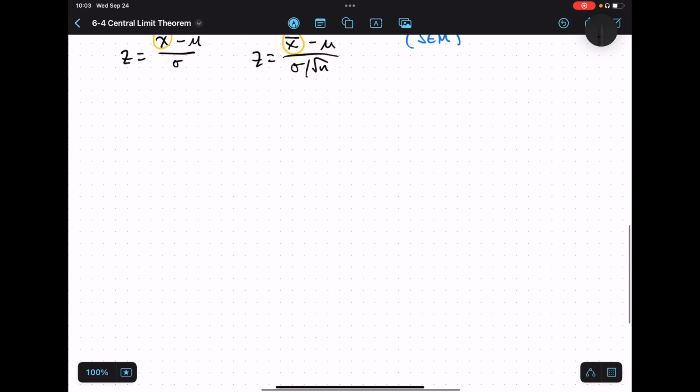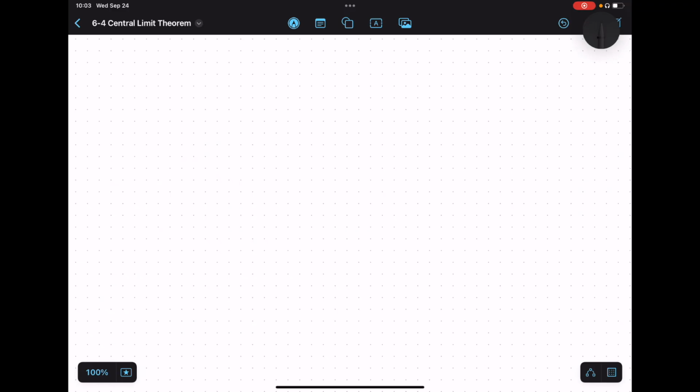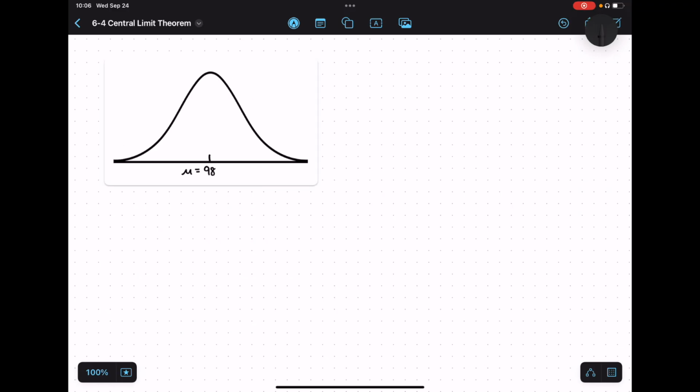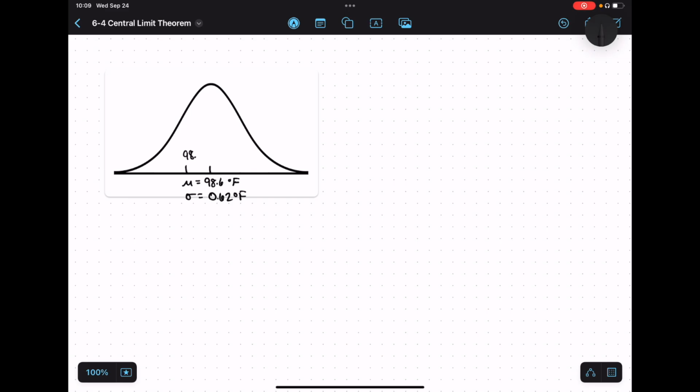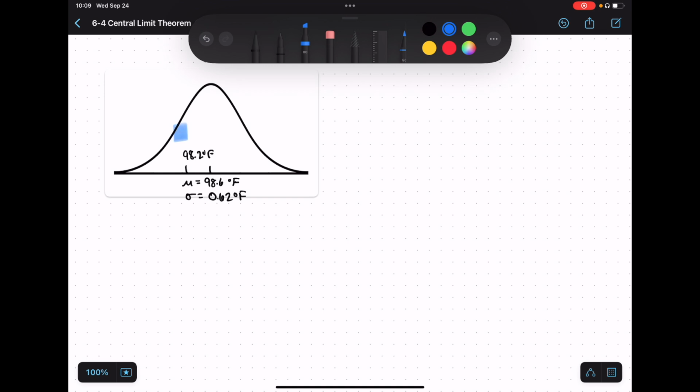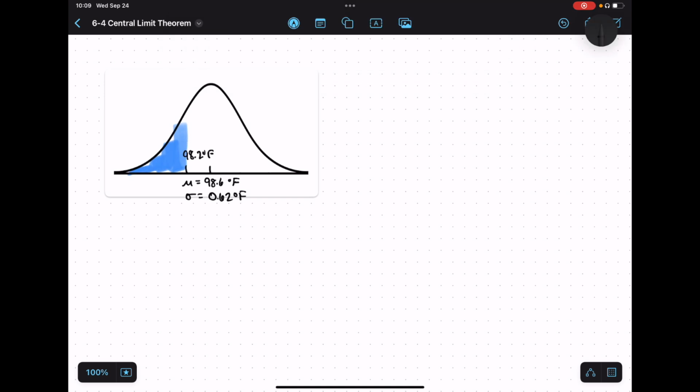As an example, let's again consider human body temperatures. The population mean is 98.6 degrees Fahrenheit, and the standard deviation is 0.62 degrees Fahrenheit. We'd like to know the probability of an individual having a body temperature of 98.2 degrees Fahrenheit or lower. We need to calculate the area under the curve. To do this, we convert our x value into a z-score and look up that z-score in a table of cumulative values from the left to the right.